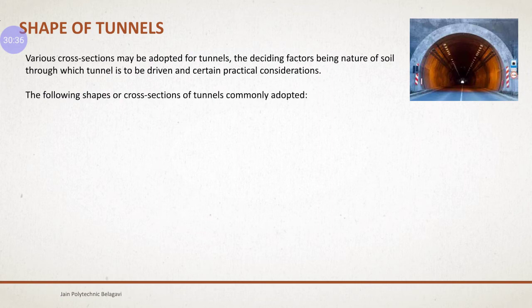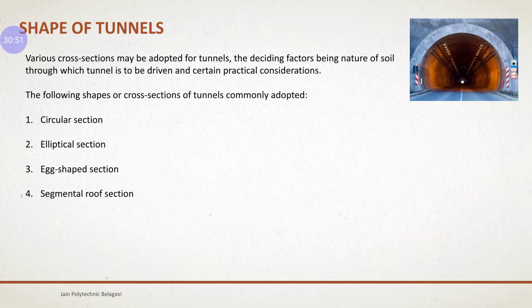The following are the cross section tunnels commonly adopted. The first one is the circular section, a circular shape section of tunnel. Second is the elliptical shape. Third is the egg shaped tunnel. Fourth is the segmental roof section. Fifth one is the horseshoe section. And the sixth one is the rectangular section. The rectangular section is not in use. It is obsolete nowadays.